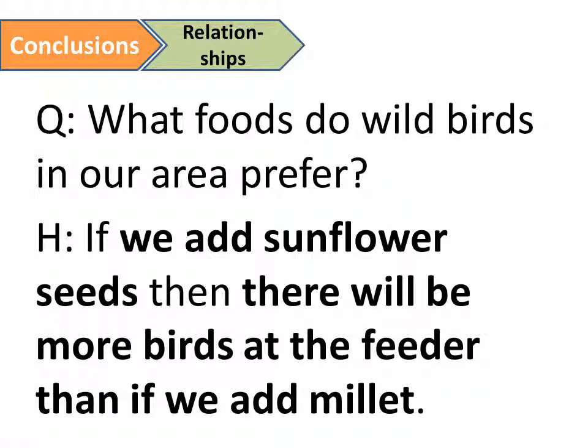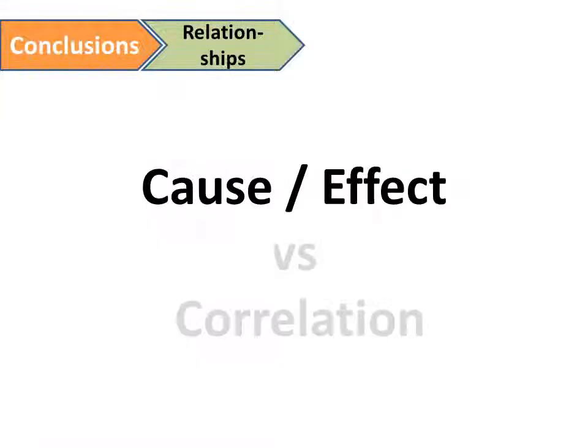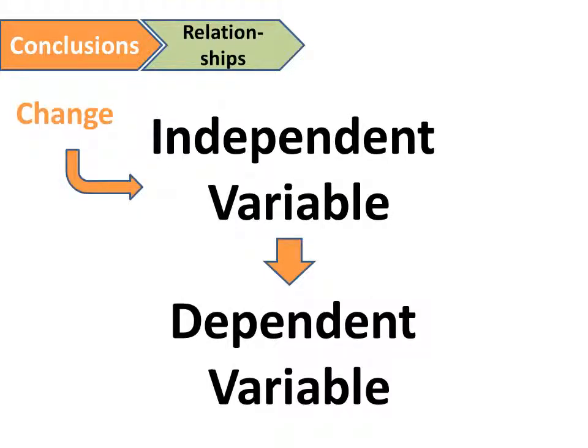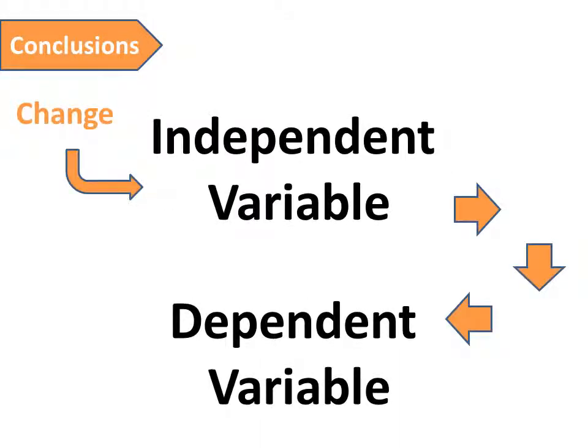For example, you may indeed see that there are more birds at the feeder when you provide sunflower seeds versus millet seeds. And you may see that water disappears more quickly when it is hot. Keep in mind the very big and important difference between cause and effect relationships, where you can demonstrate that a change in the independent variable directly causes a change in the dependent variable, versus correlations, where the independent and dependent variables may appear to be related, but you can't be sure if they are directly acting on each other or not.